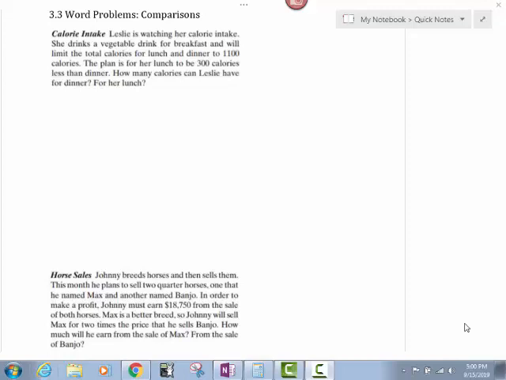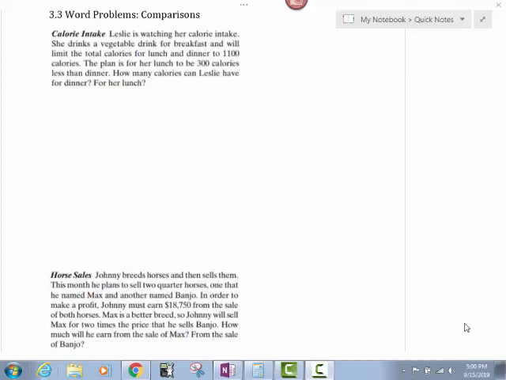It says, Leslie is watching her calorie intake. She drinks a vegetable drink for breakfast and will limit the total calories for lunch and dinner to 1,100. The plan is for her lunch to be 300 calories less than dinner. How many calories can Leslie have for dinner and how many can she have for lunch?